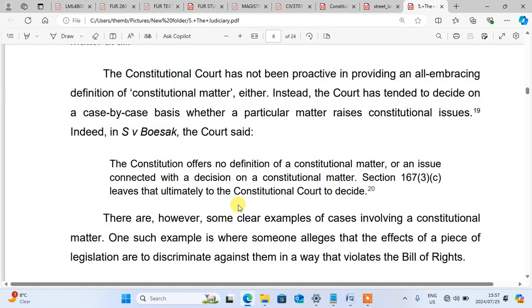The first case will be S versus Bosak, where the court said the Constitution offers no definition of constitutional matter or an issue connected with a decision on a constitutional matter. Section 167, subsection 3, paragraph C, leaves that ultimately to the Constitutional Court to decide.